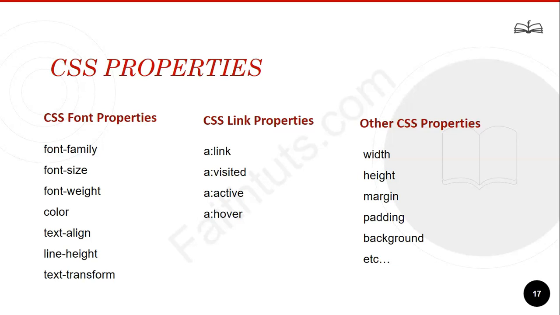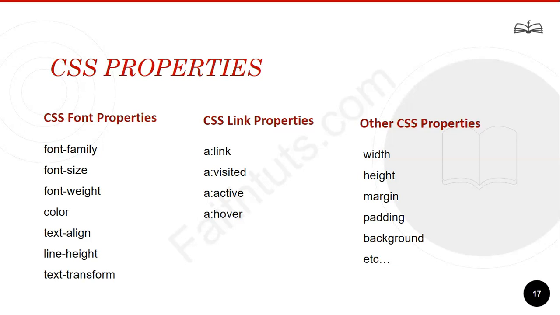So the first category is the CSS Font Properties. You'll be using these properties mainly to style text. For instance, you have a text paragraph, anything text at all, you'll be using these properties mainly. You have the font family, which is the kind of font you want that text to have. And you have the font size, which is how big or small you want that particular text to be. That is the size of the text. And you also have the font weight, how thick or how light you want the text to appear.